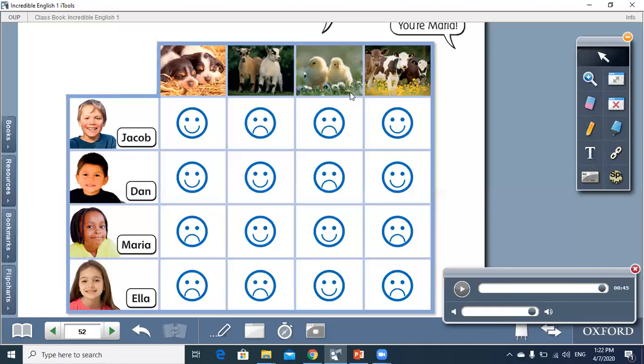This is about me. I don't know what is it about you. So everyone can make sentences like that. I like puppies or I don't like puppies. It's up to you. I like goats or I don't like goats. I like chicks or I don't like chicks. I like cows or I don't like cows. So now I think we can express ourselves saying liking and disliking.